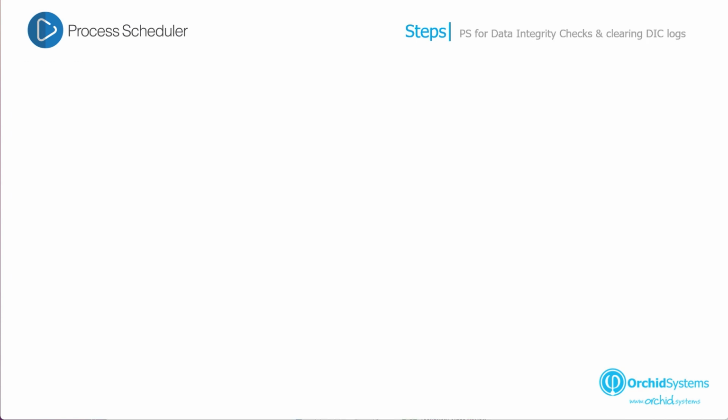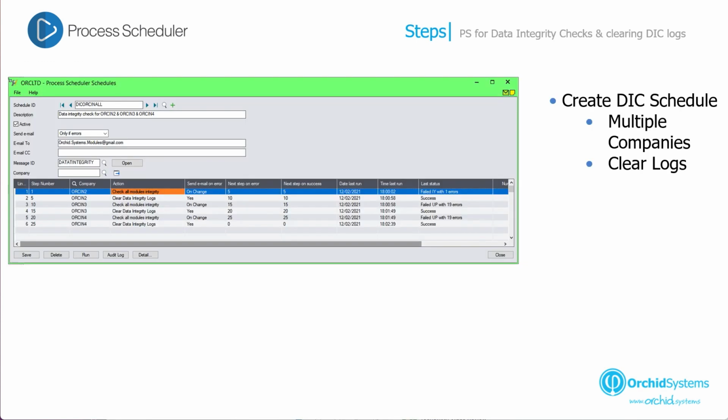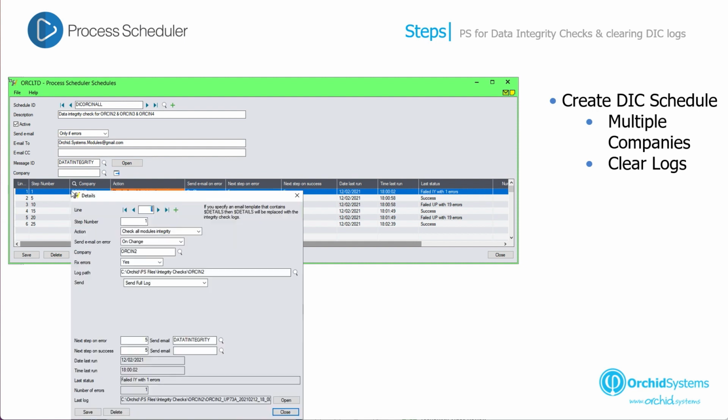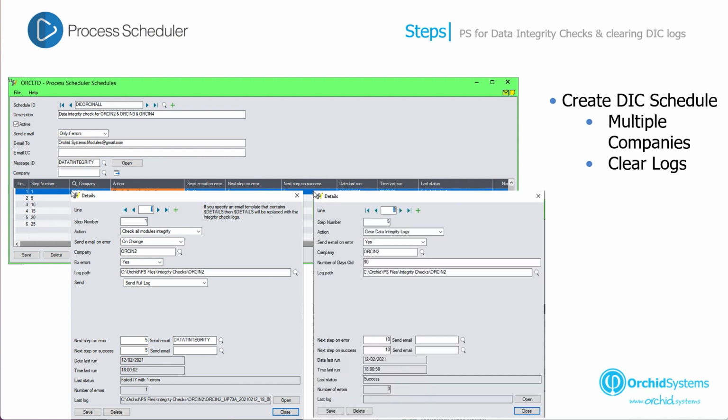And the next schedule we're going to have a look at is to run data integrity checks across multiple companies. And after running the integrity check, we're going to run another action to clear the old logs, because data integrity checks which are over 90 days old are probably no longer relevant. So the first step per company is going to run the data integrity check for all the modules, and the second step per company is going to clear the data integrity logs which are over 90 days old.